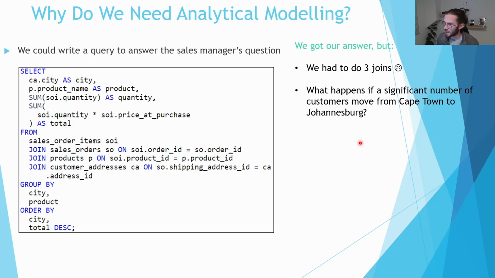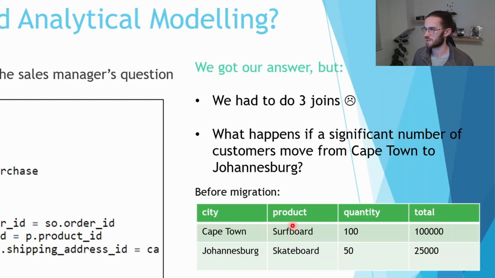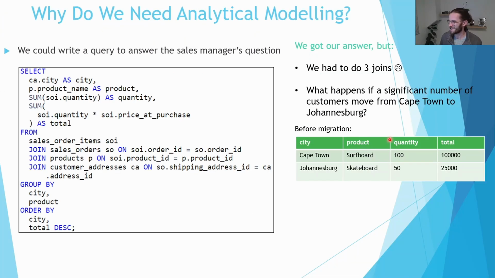The problem is that if we try and answer our question again, or if we try and answer our question before a whole bunch of our customers migrate from Cape Town, we would probably get a result like this. We'd have our city, product, quantity, and total. So the city being Cape Town over here, and perhaps the most popular product, or one of the products that sells really well, is a surfboard. That's what I assume that people from Cape Town do a lot. They just surf. I don't know a lot of people from Cape Town. And we've sold 100 of these, and we've got a total value over here of like 100,000. You could imagine that as $100,000 or rand, whatever currency you want to imagine this in.